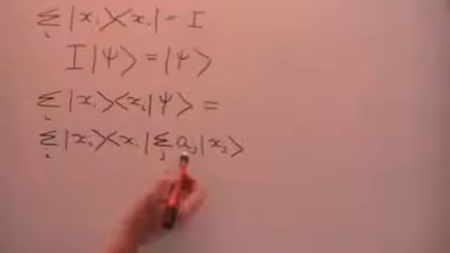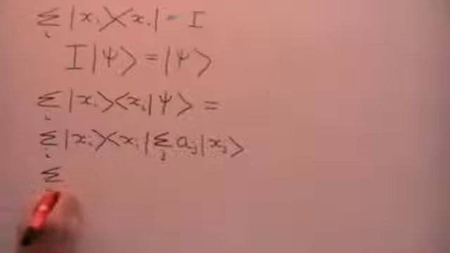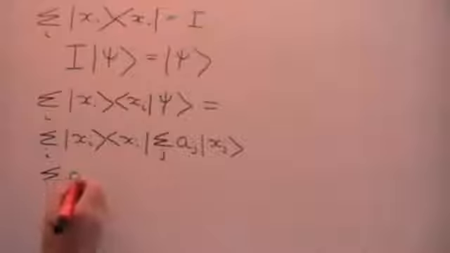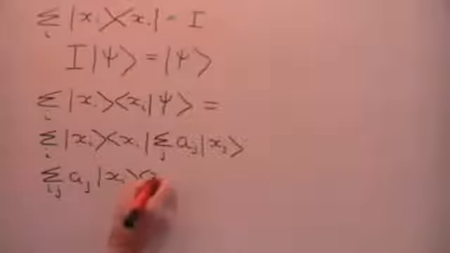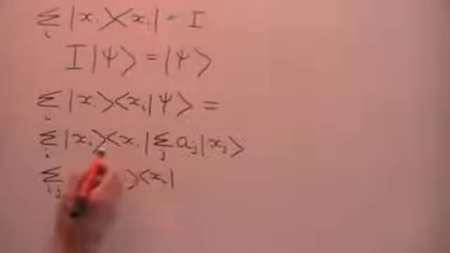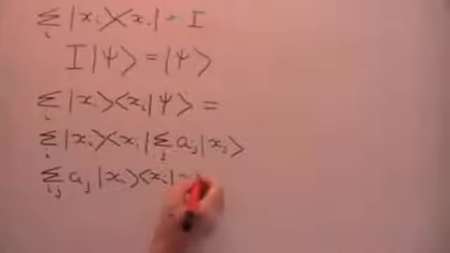So now you can always pull out the numbers. They don't have to stay inside the notation. So we're going to get the sum over i and j. We'll pull out aj, because we can take that outside, and that's going to leave us with |xi><xi|, those two terms, and now |xj>.